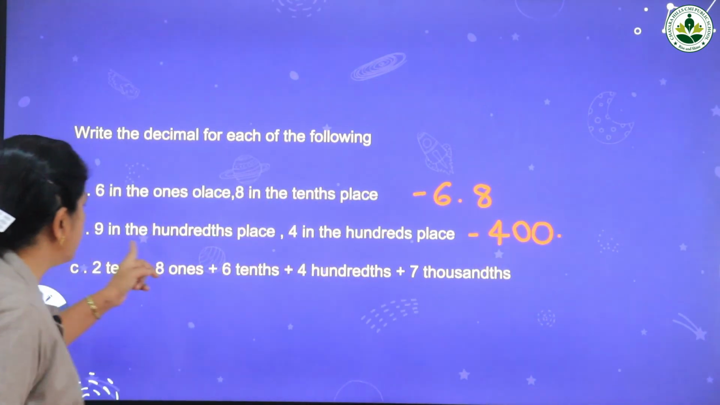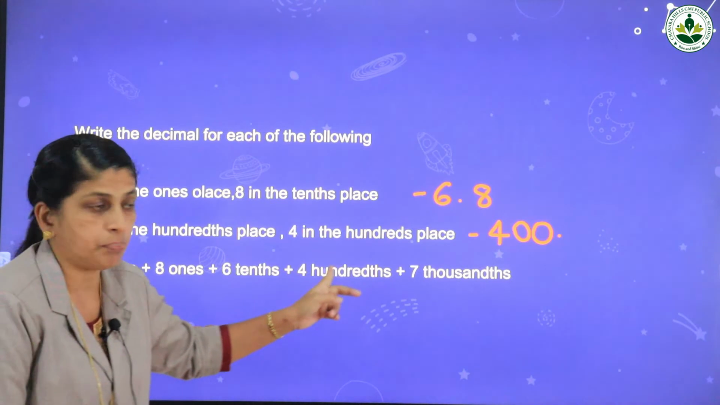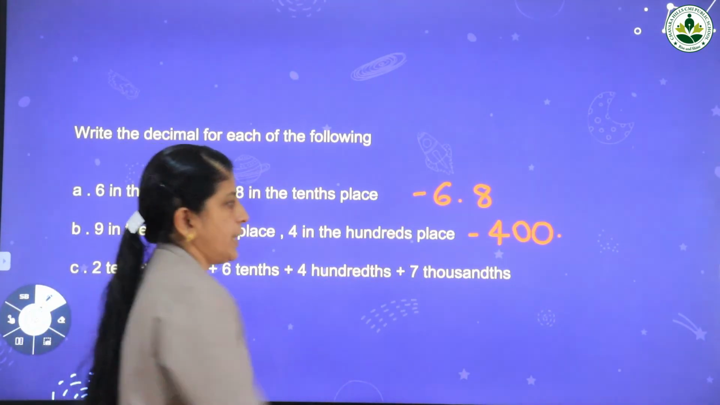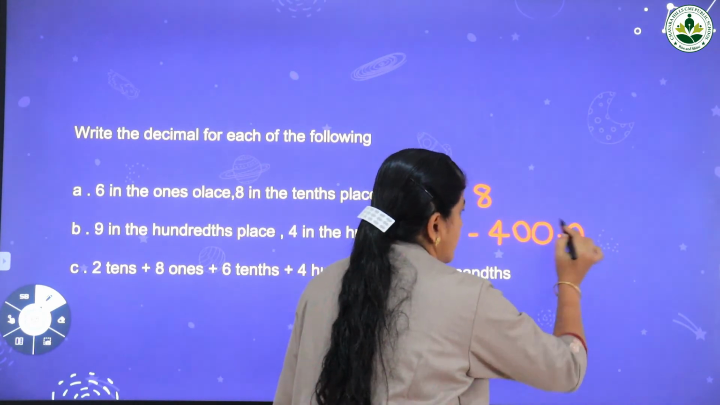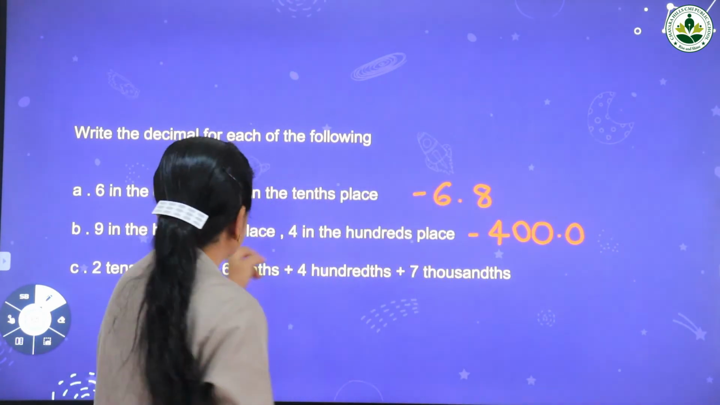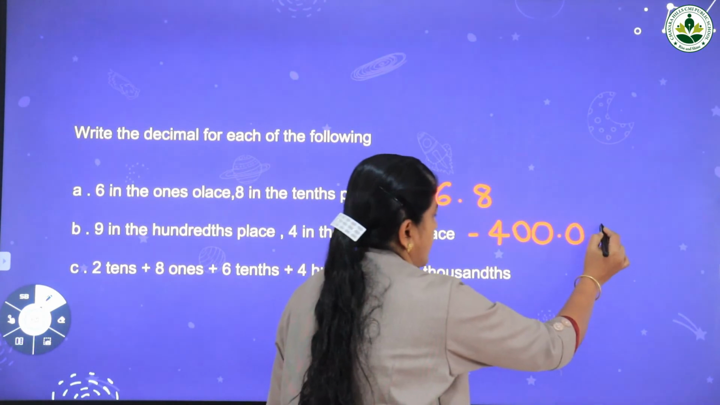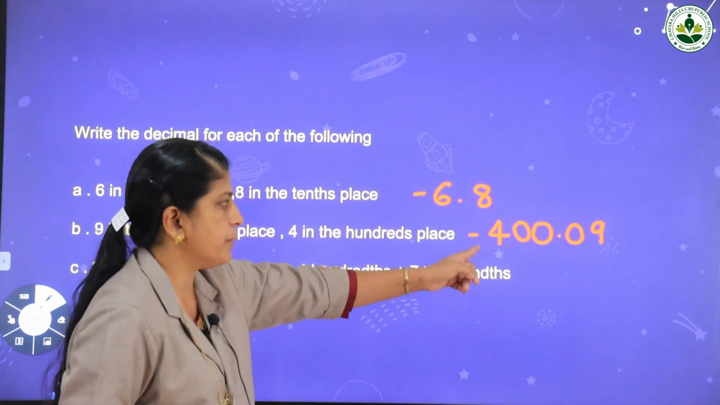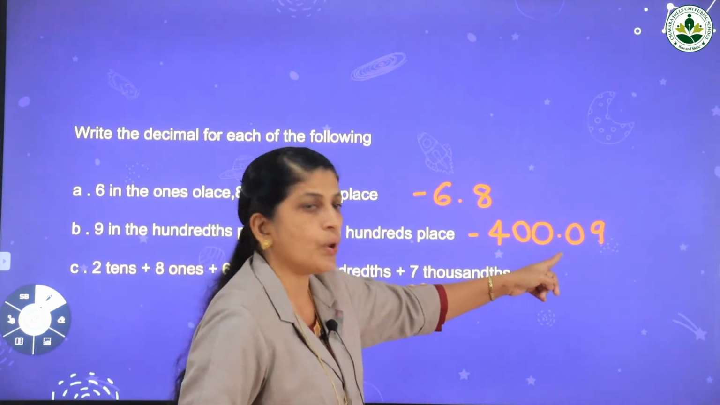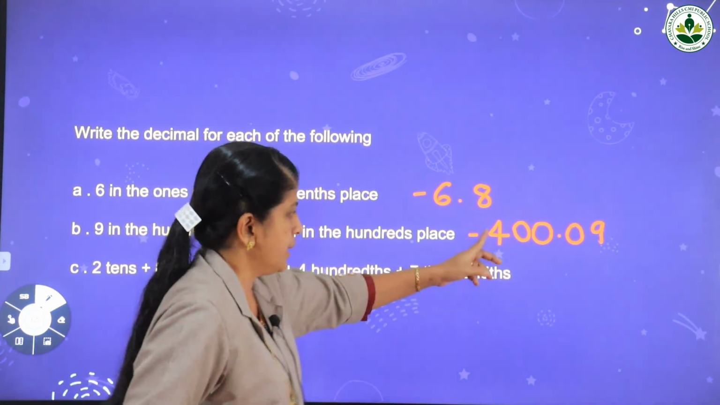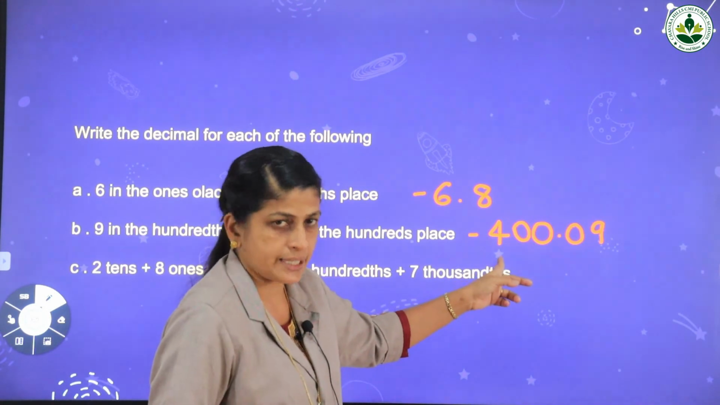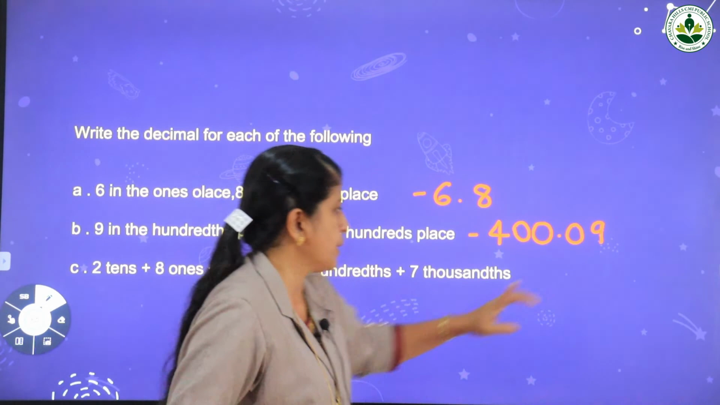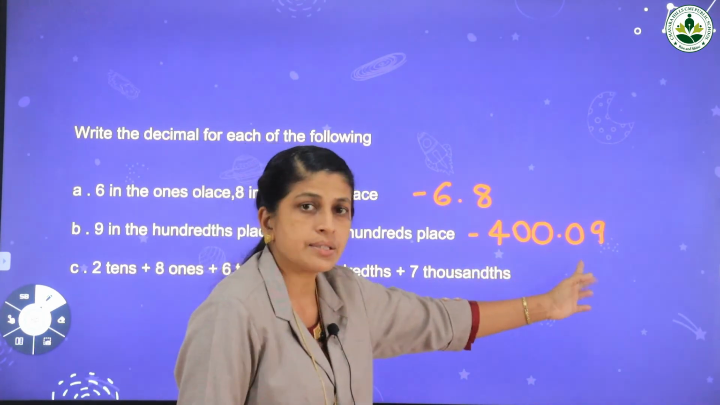Given that 9 is in the hundredths place, the tenths place digit is not given. That means put a 0 in the tenths place. And after the tenths place, the hundredths place digit is 9. Therefore, the number is 400.09. In that number, 4 is in the hundreds place and 9 is in the hundredths place. All other places, the digits are 0.